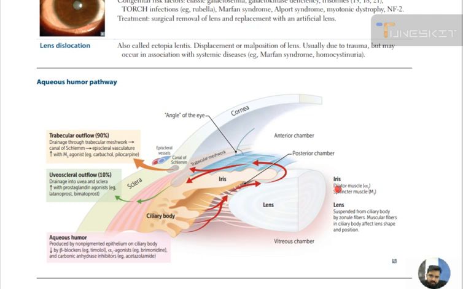The iris has dilator muscles and sphincter muscles. Dilator muscles dilate the pupil, and sphincter muscles constrict the pupil. Constriction is caused by M3 receptors, and dilation is caused by alpha 1 receptors. The lens is suspended from the ciliary body by zonule fibers. Muscular fibers in the ciliary body affect lens shape and position.